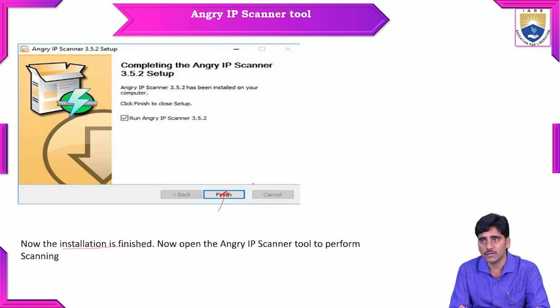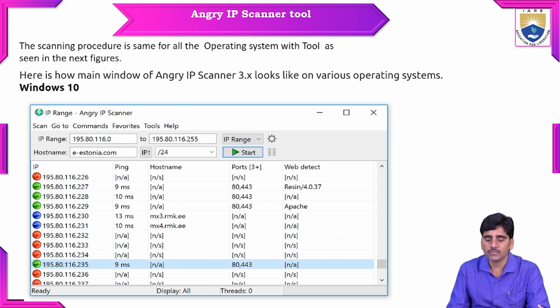Now open the Angry IP Scanner tool to perform scanning. The scanning procedure is the same for all operating systems, and the IP scanner tool is compatible with all operating systems, so you can perform scanning on every operating system.